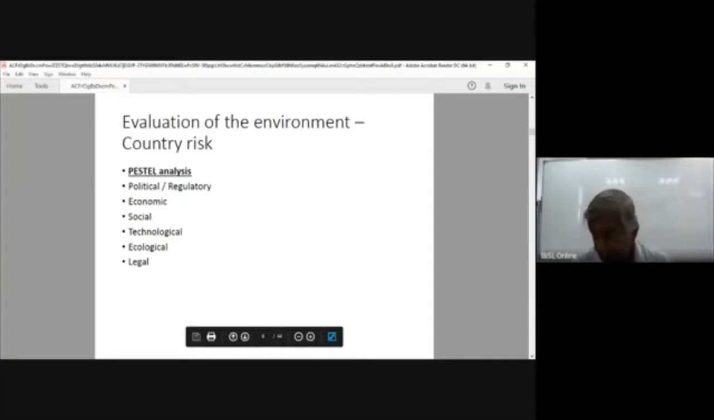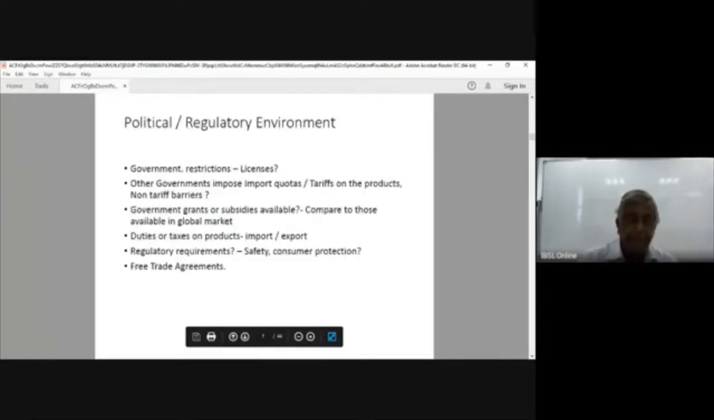Political or regulatory condition of the country, economic condition of the country, social condition of the country, technological, ecological, and legal. If you take the first letter from all these items, PESTEL, it is popularly known as PESTEL analysis. So you do a PESTEL analysis when your customer wants a facility. You do the country's PESTEL analysis. Political or regulatory environment, how it is for the business.